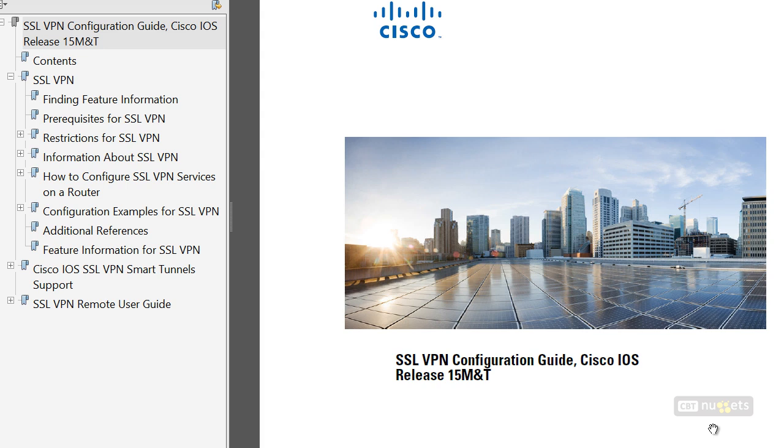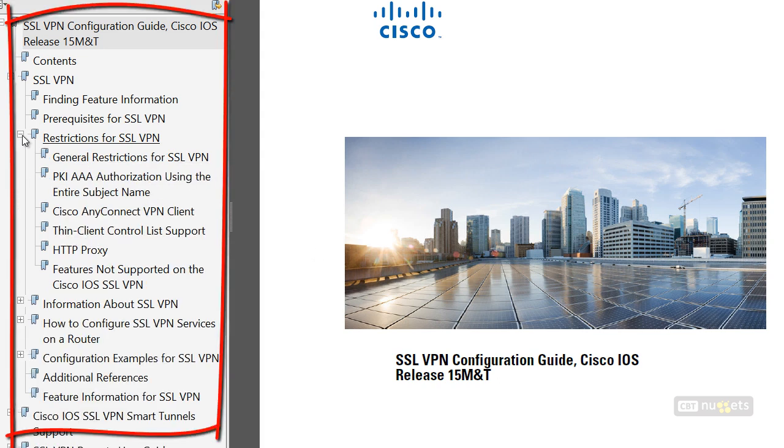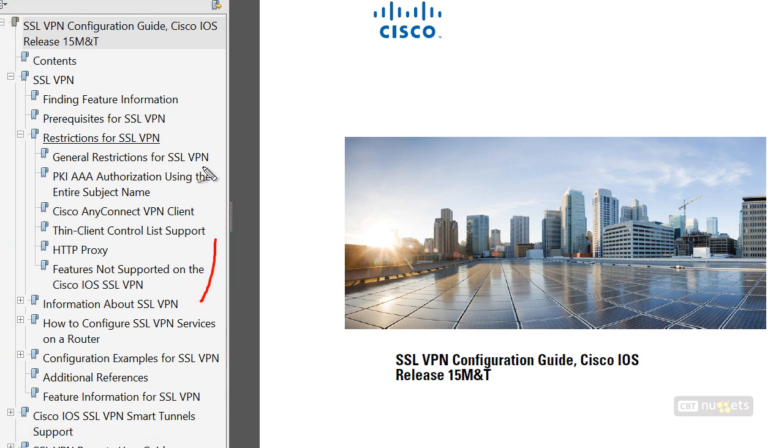And as an example of how useful this document is, if we take a look at the bookmarks over here and open up the restrictions for SSL VPNs, it can help us quickly identify, for example, if we're trying to implement some feature or function on the iOS router for SSL VPNs, but it's not supported. That can save us a whole bunch of time by knowing that up front without trying to configure something and then having it not work correctly.